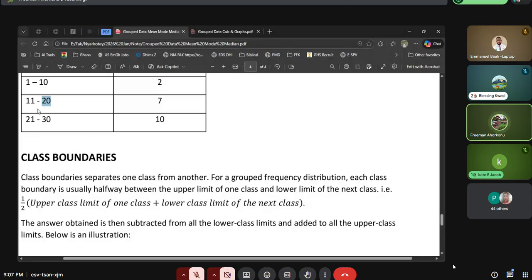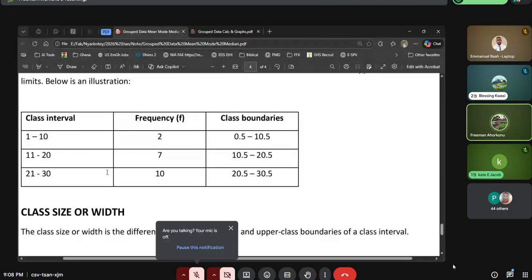So that is what we have done here. It's the same thing, I'm repeating it. Class size: you first find the class boundary. Then you subtract 0.5 from 10.5, you are going to get 10. You subtract 10.5 from 20.5, you get the same 10. You subtract 20.5 from 30.5, you are getting the same 10.